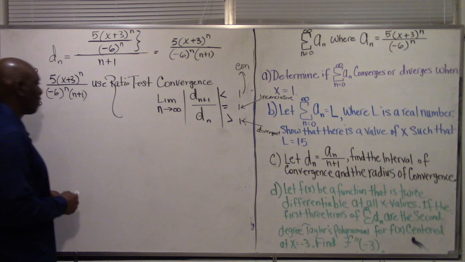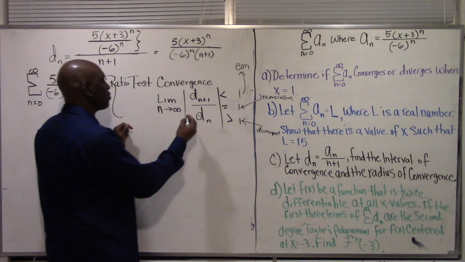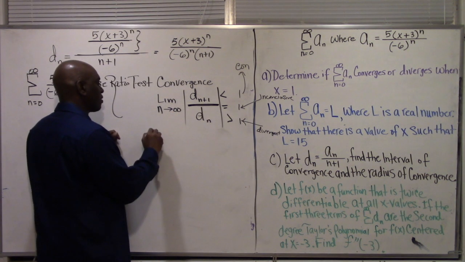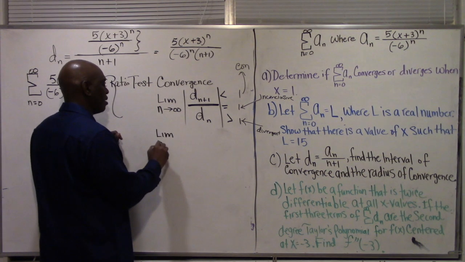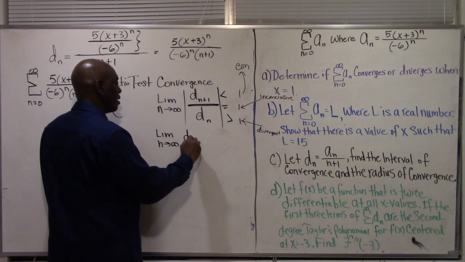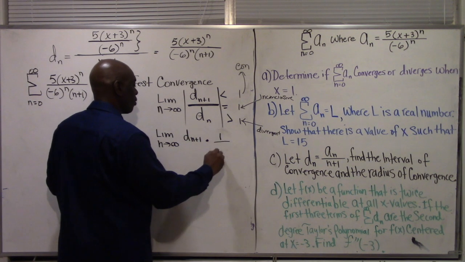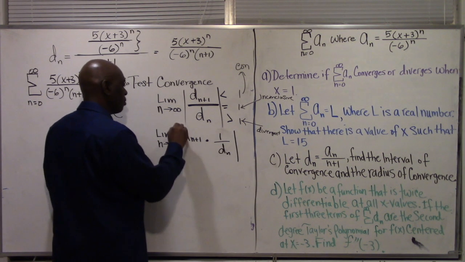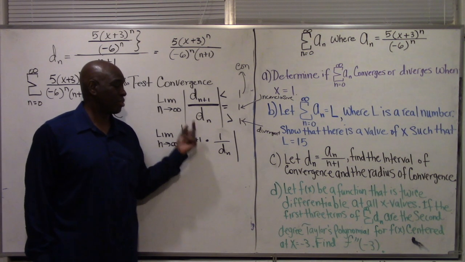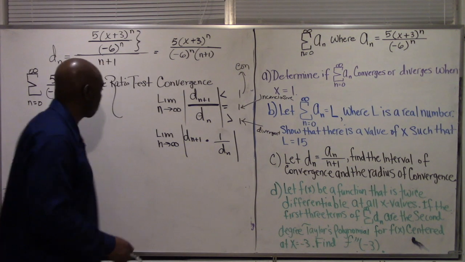Alright, so here we go. Let's go after it. Now, one thing I like to do, I don't like to express this in terms of division. Here's what I do. I look at the limit as n goes to infinity of d sub n plus 1, times 1 over d sub n, absolute value. I just go straight to the reciprocal when I multiply. I skip over this step pretty much and go straight to the reciprocal.